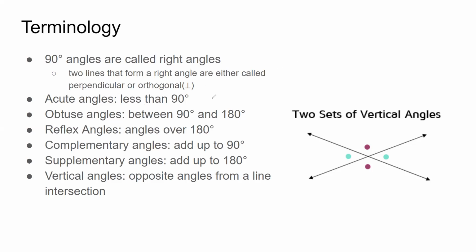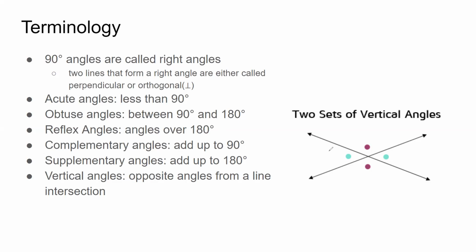Acute angles are angles that are less than 90 degrees. Obtuse angles are between 90 and 180 degrees. And any angles over 180 degrees are called reflex angles. When you have pairs of angles that add up to 90 degrees, these are called complementary angles. And when you have a pair of angles that add up to 180 degrees, they're called supplementary angles.